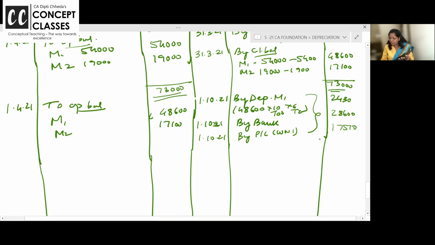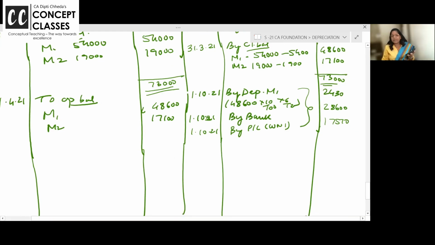Are you getting the total 48,600? Whenever an asset is sold, the cost goes out. Part will go as depreciation, part will go as sale value, part will go as profit and loss. This dialogue no one will say. None of the books are saying. I am telling you, but if you do like this, your answer will tally. 48,600 is going out.